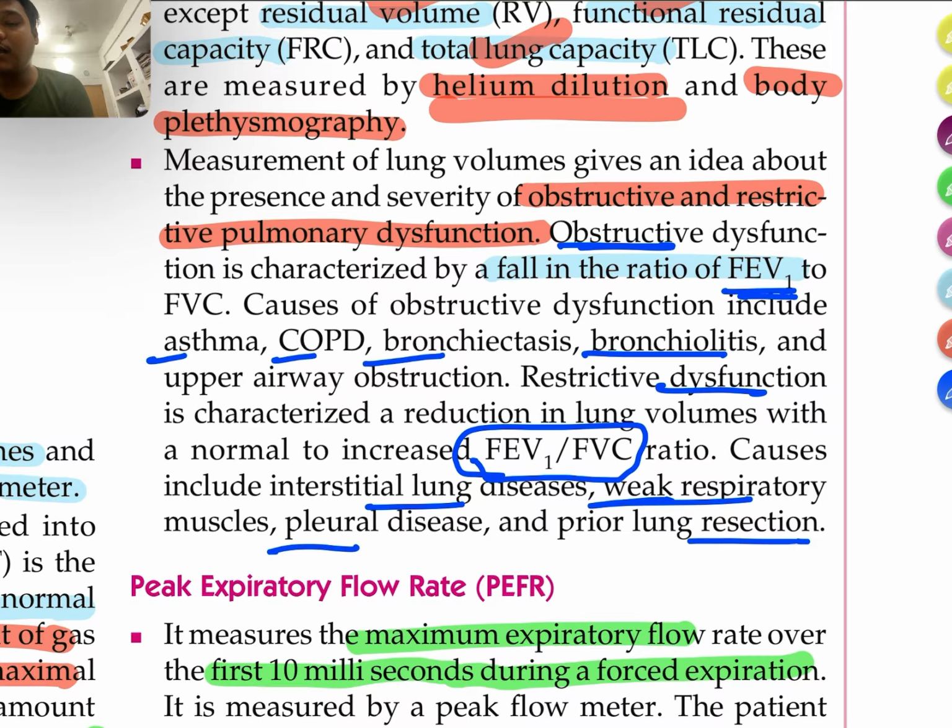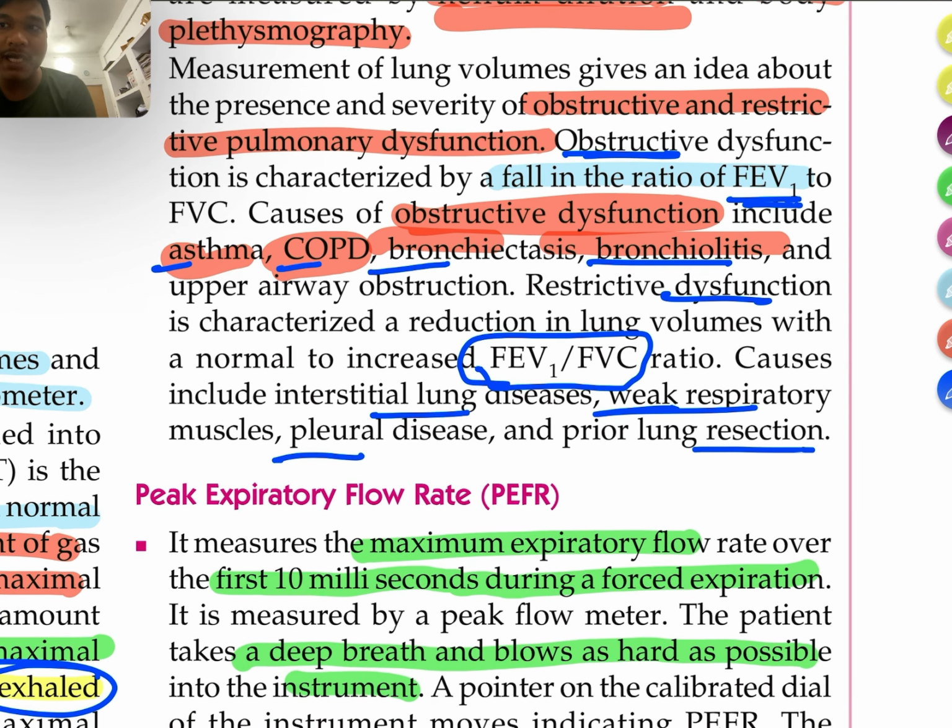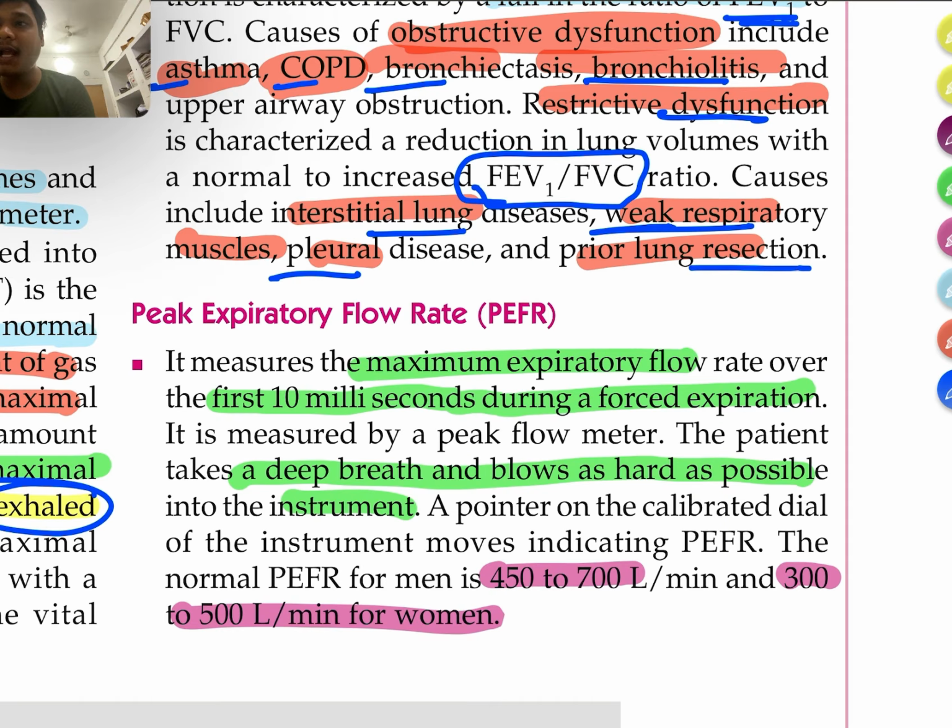And here are various obstructive conditions. FEV1 gets decreased in obstructive conditions like COPD, asthma, bronchiectasis or bronchiolitis, whereas in restrictive disease like interstitial lung disease, weakness of the respiratory muscle, pleural disease, and prior lung resection.